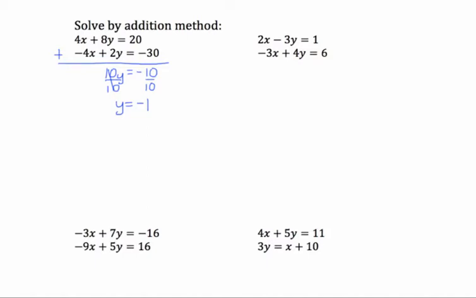I already have the y. Now I just need to find the x. So take one of your original equations. Doesn't matter which one. We now know that y is negative 1. Eight times negative 1 is negative 8.